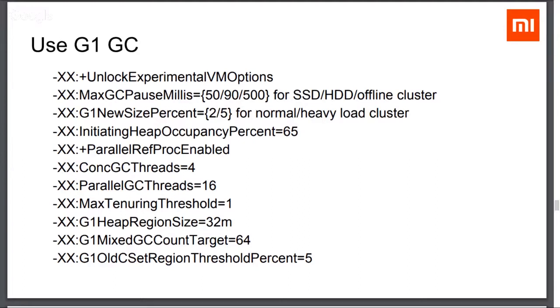Our 99% latency is sometimes impacted by the mixed GC stop-the-world, but we think it is acceptable because the max latency is much lower, because there is almost no full GC when we use G1.